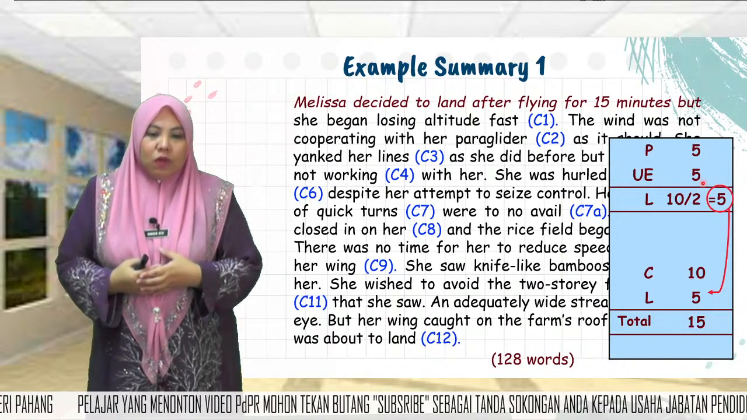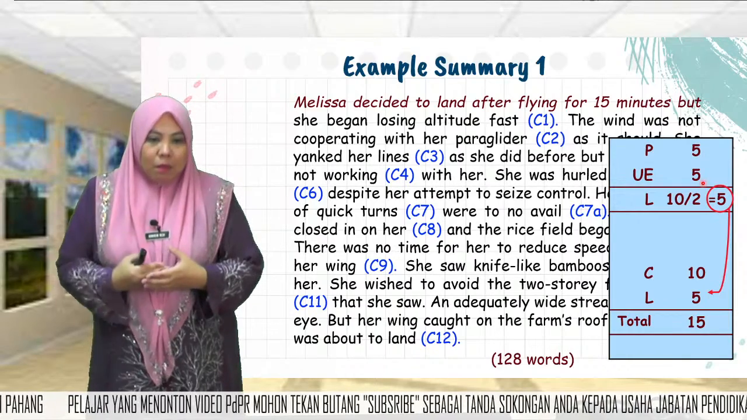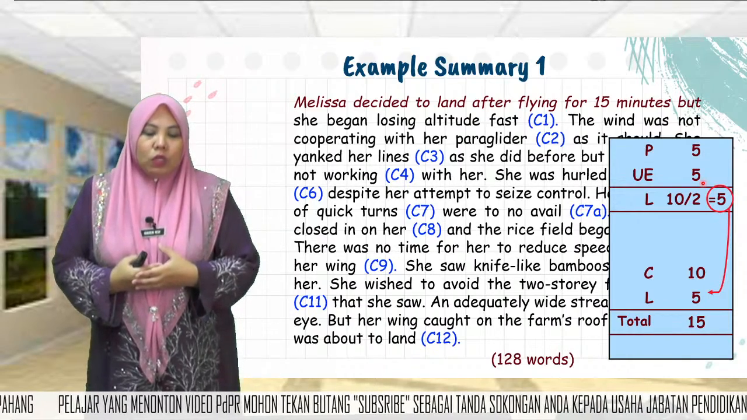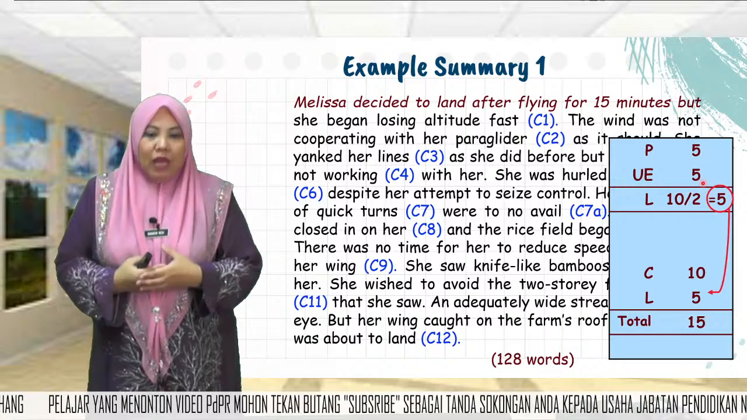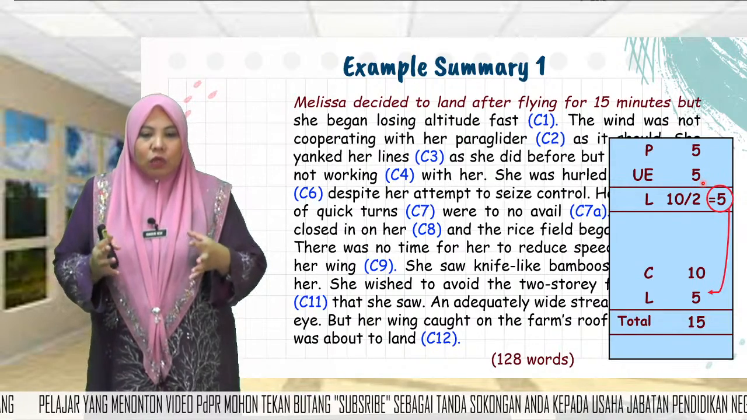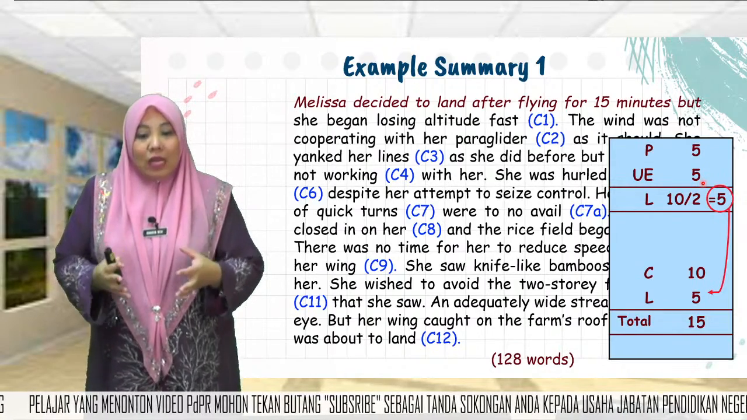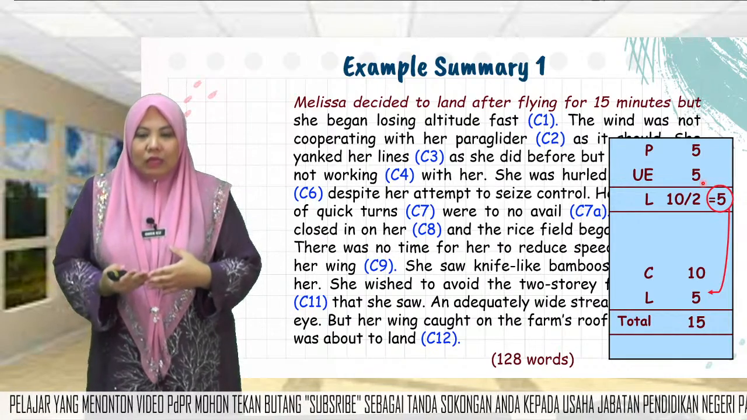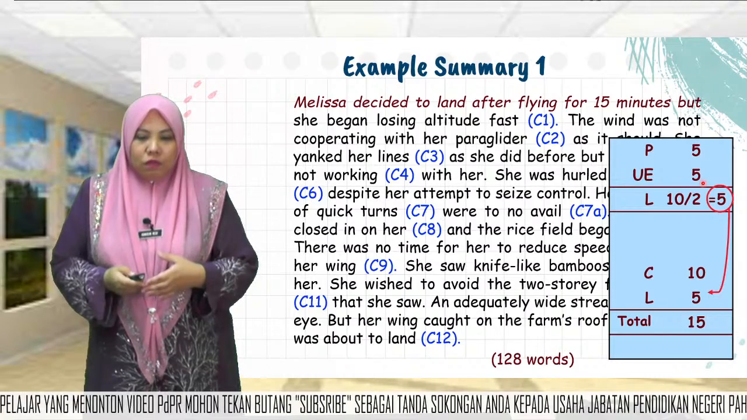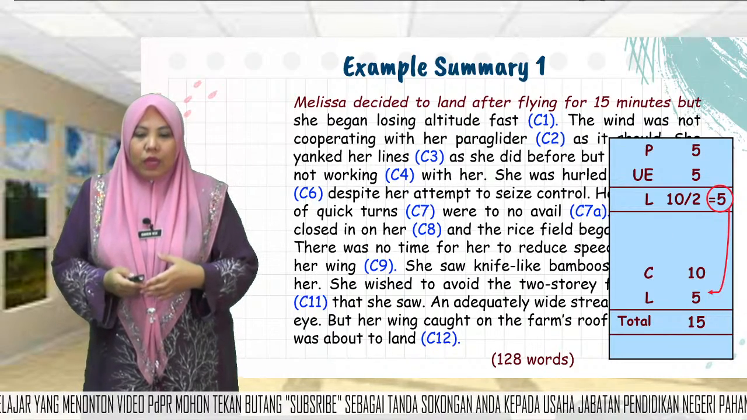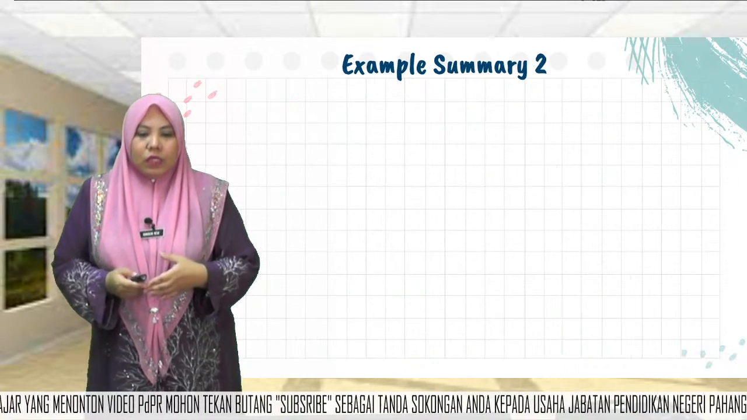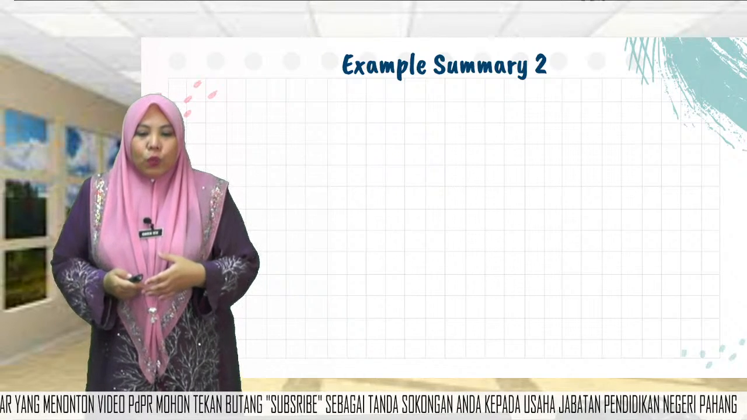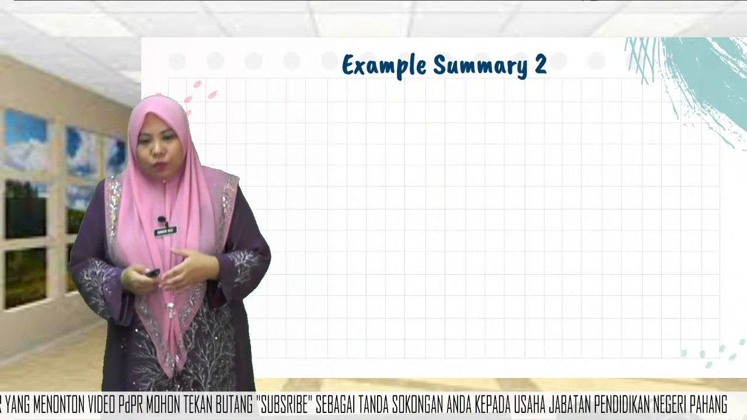So the total for language is 10. Remember, divide by 2. So 10 divided by 2 equals 5. Basically, 5 is your marks for language. And your content is 10. So your total would be 15 out of 15. Okay? So the next example, we have example number 2.